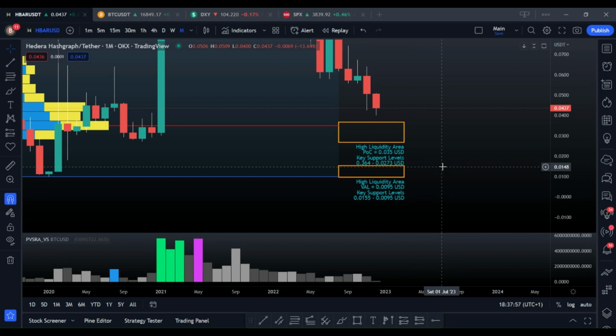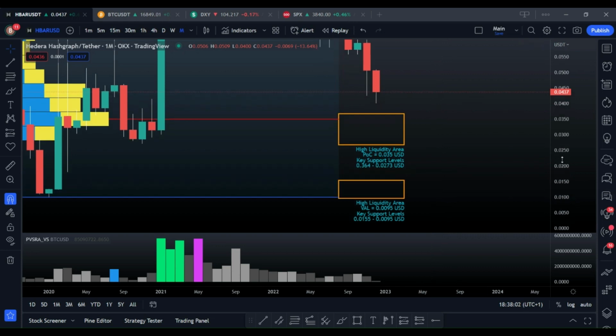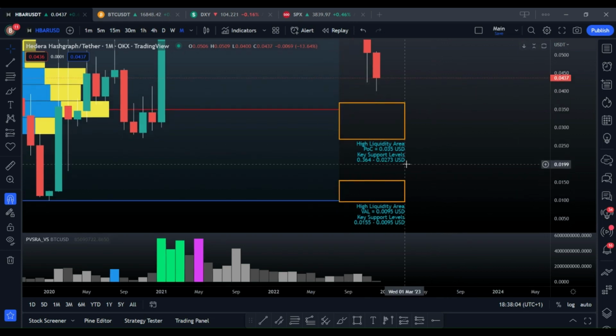Back to the charts of Big Boss Crypto, and today we'll do some technical analysis on HBAR and why I strongly believe that we'll bottom out in one of these marked areas right here for HBAR. We'll go in depth about that.